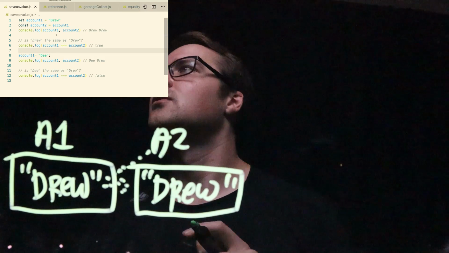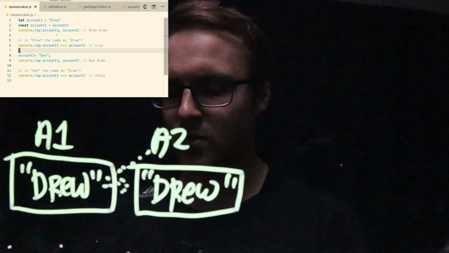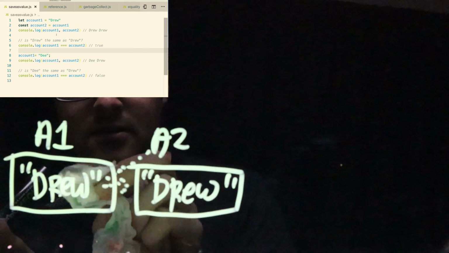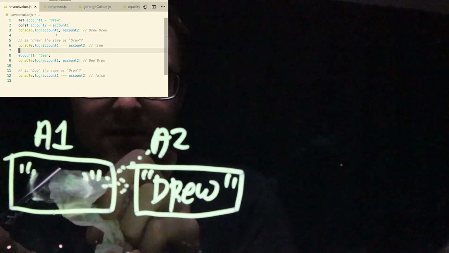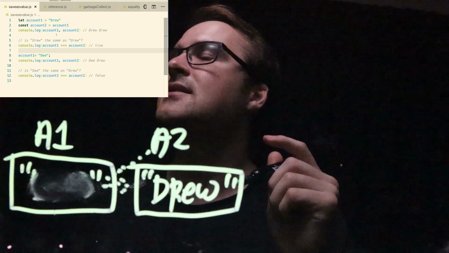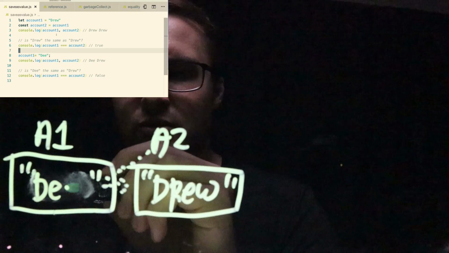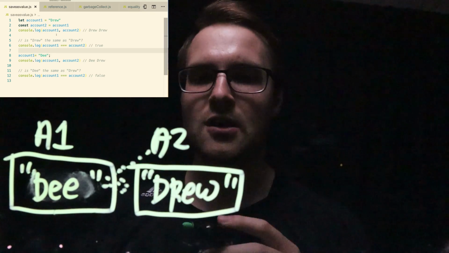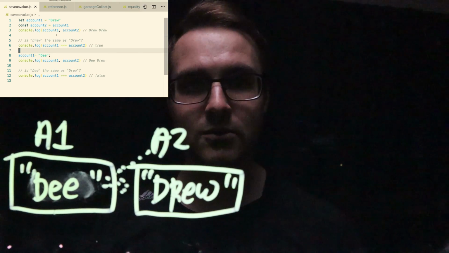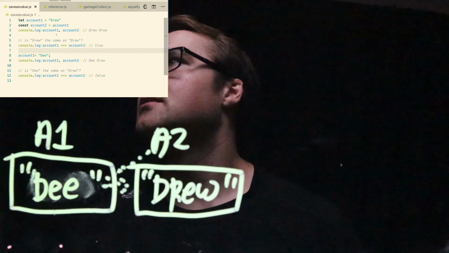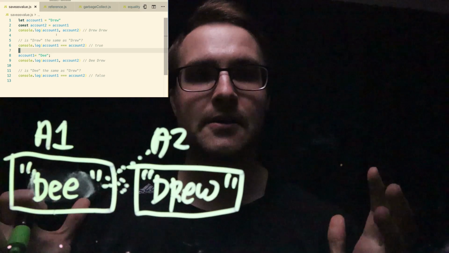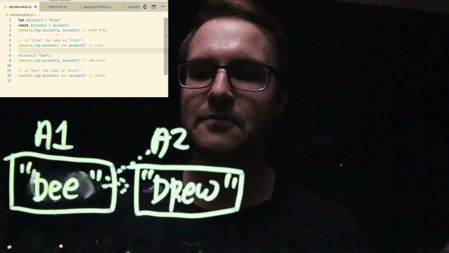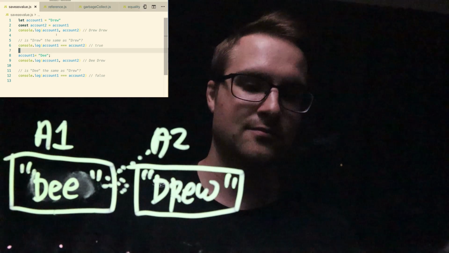Now, remember, account 1 is let. We change account 1's data to D, another primitive. And if we log out account 1 and account 2, sure enough, we get D and Drew. It's exactly what we expected, right? So, are they the same? No, they're not. Character for character, they are not the same. They have different characters, okay?